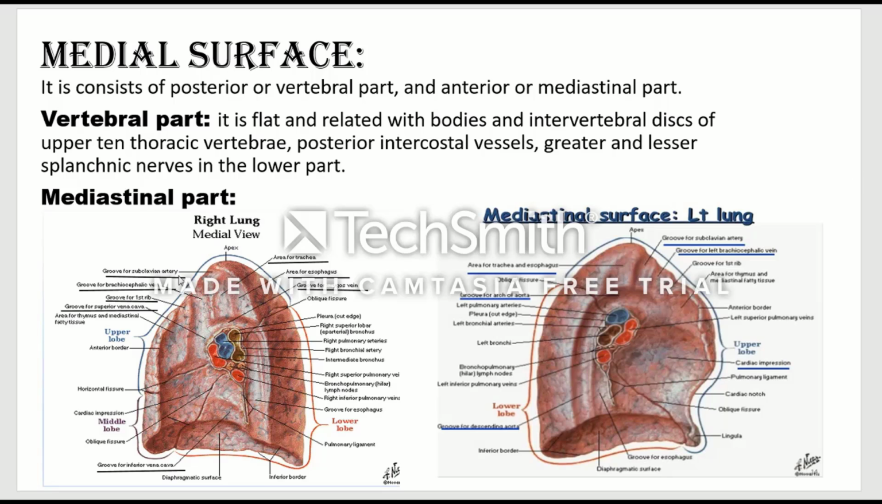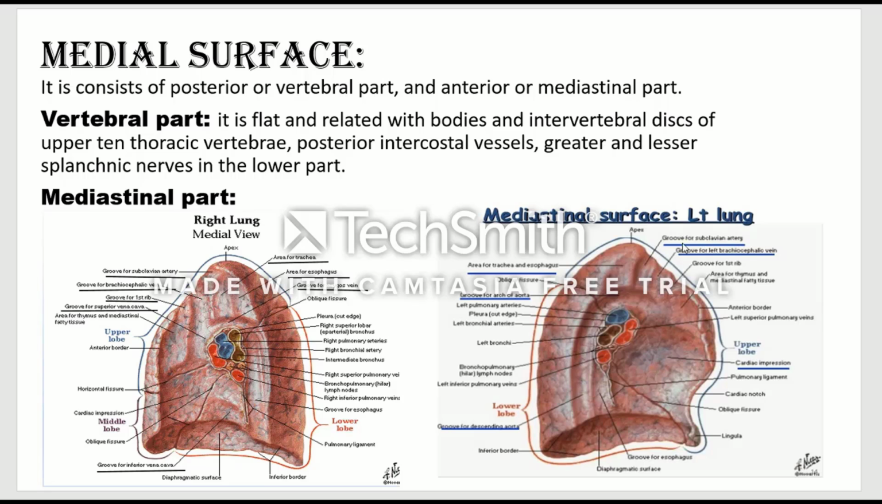রাইট লাং এর ক্ষেত্রে কিছু রিলেশন থাকে mediastinal পার্টের ক্ষেত্রে, সেটা হচ্ছে groove for subclavian artery. This one is the groove for subclavian artery. This one is the groove for brachiocephalic vein. Groove for superior vena cava. This one is the groove for superior vena cava. And নিচের দিকে থাকে groove for inferior vena cava. This one is the groove for esophagus. Then groove for azygos vein. This one is the groove for azygos vein. This one is the groove for trachea.